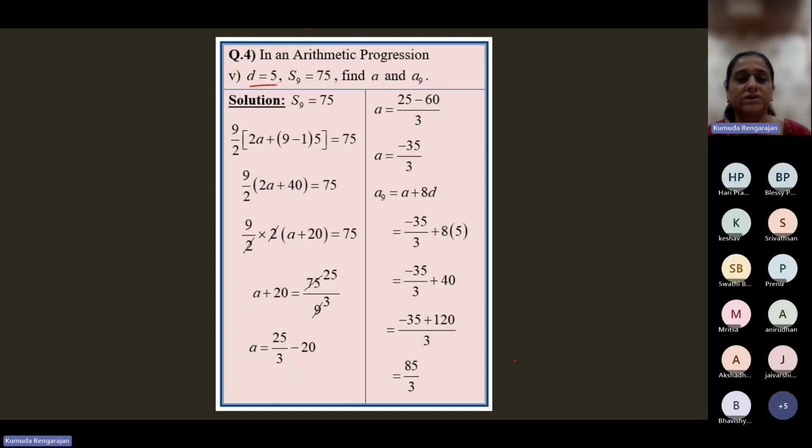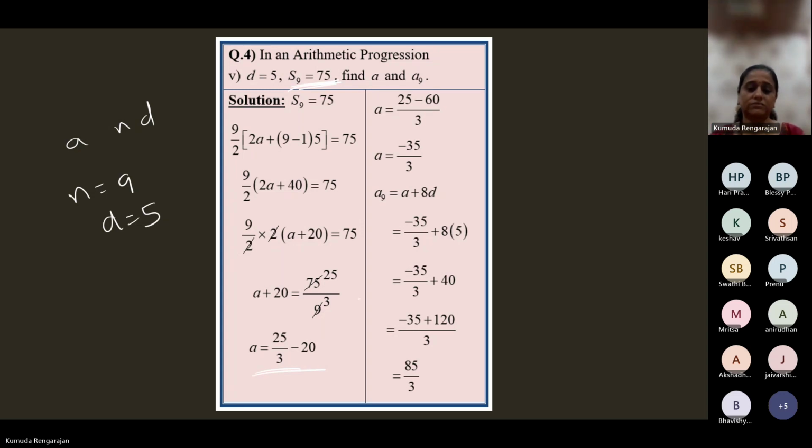So here we are given d, S9. We'll have to find a and a9. Okay. So now you know with S9, you can get a linear equation in a and d. See here, children, a, n, and d, you can actually visualize it before you work. In the Sn formula, you have a, n, and d, all right? But you know n is 9 because S9, that means n is 9. So we know n. And then d is given to us in the question. d is 5. So that means you can use this information and find the value of a.